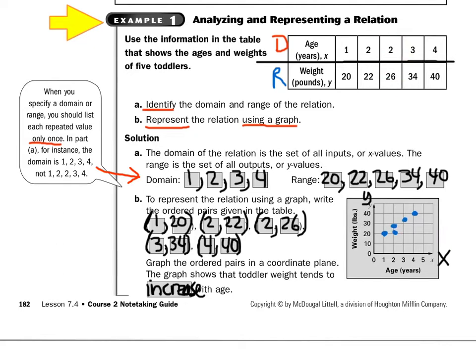And then I have to graph 2, 26, so I start at the origin, the 2 tells me to go to the right 2, and then go up 26, and I put a dot. Then 3, 34, so start at the origin, go to the right 3, and up 34, and put a dot. And then 4, 40, so start at the origin, go to the right 4, and then up 40. And the graph shows me something. See, if you were thinking kind of like Slope Guy, that he would have to go up, up, up the mountain. So this is showing me that a toddler's weight tends to increase as they get older, and that makes sense.